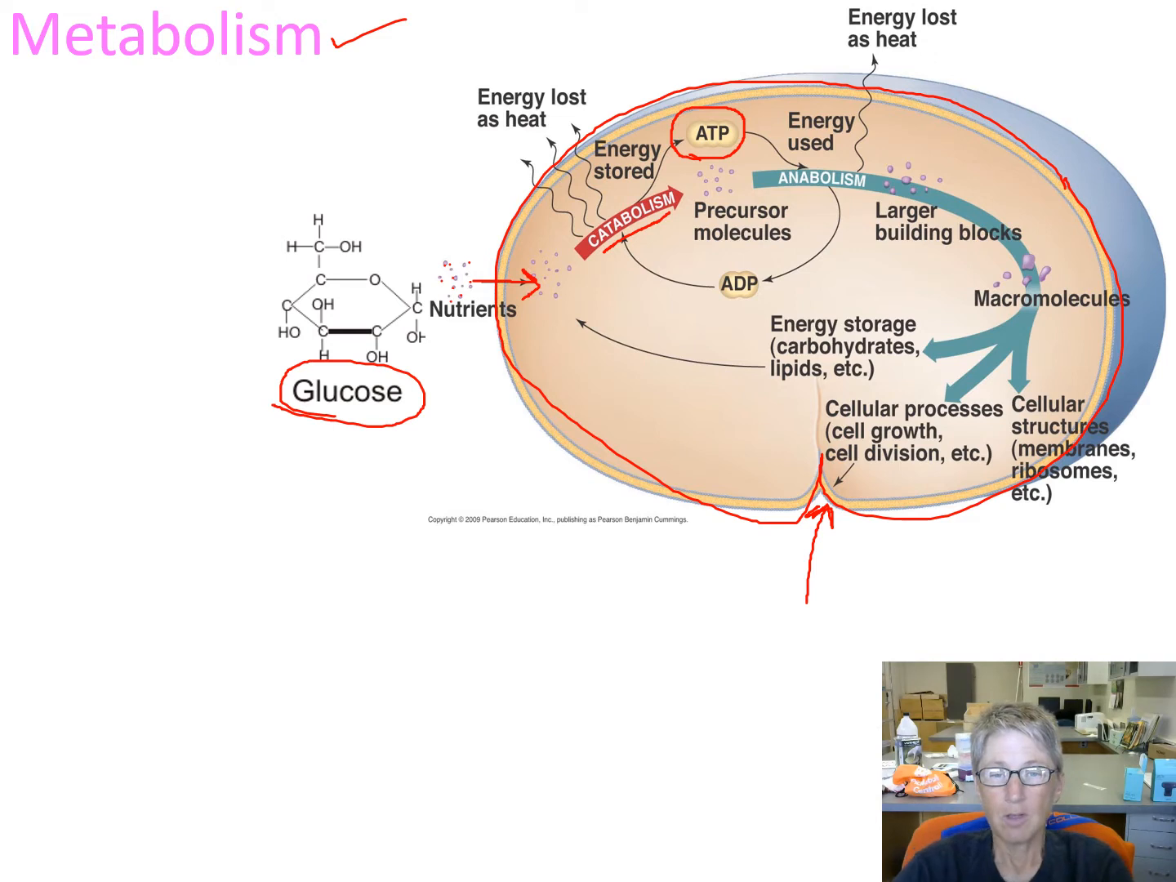Anytime you do a reaction, some energy gets lost as heat. Can't not do that. But ATP is made when glucose is broken down. Then ATP, that's energy, is used to build things up. That's called anabolism. So you're a cell, you take in glucose and other nutrients, you break down glucose, you make ATP, you use that ATP to build larger molecules. Well, actually it shows here in this cartoon, use ATP to make building blocks, and then those building blocks are put together to make macromolecules.